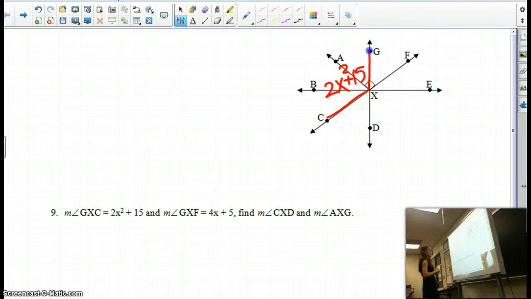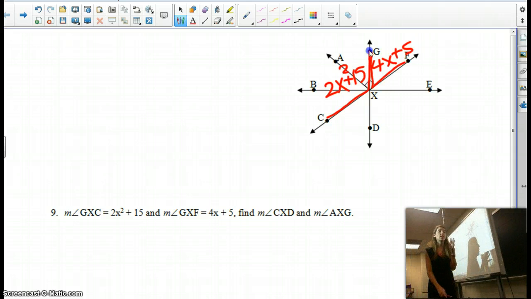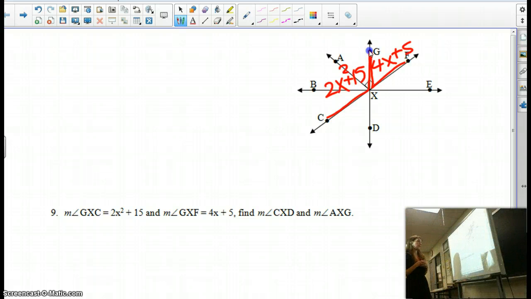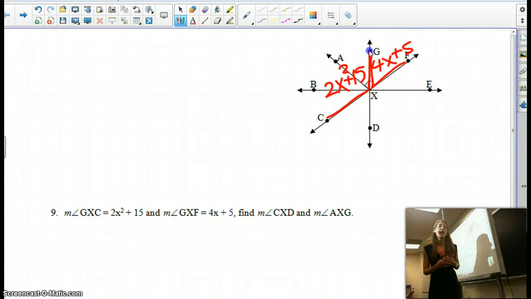And angle GXF is 4x plus 5. I noticed something about those two angles. I noticed that number 1, they are not congruent, so you're not setting them equal. But I do notice that together they form a linear pair, and that's a really important vocab word. They form a linear pair. So when we're solving for x, we're not going to set them equal. We're going to add them to equal 180. Very good if you said that.